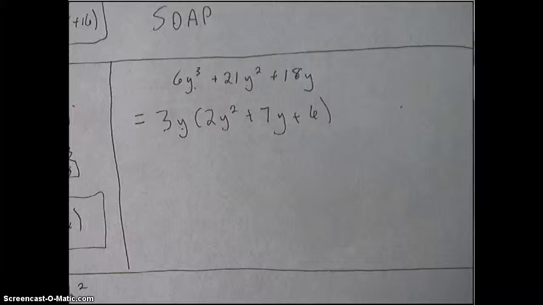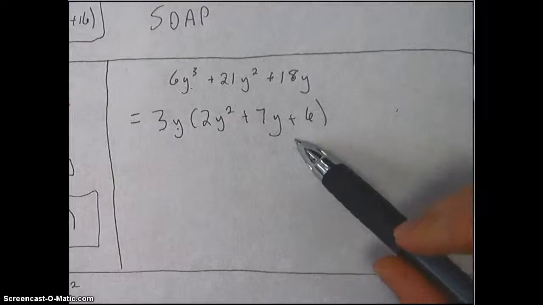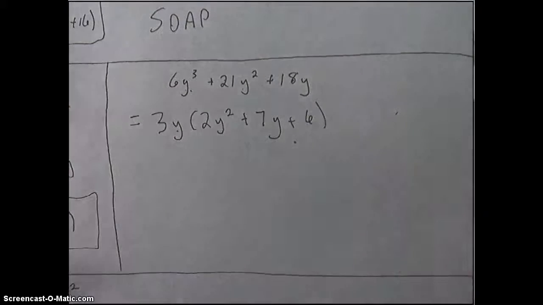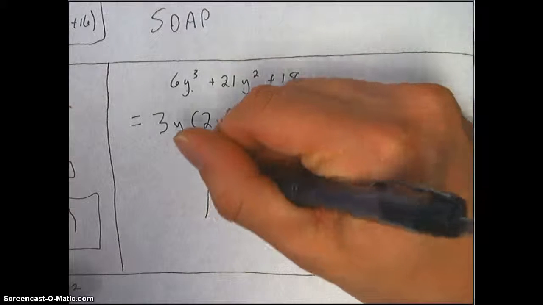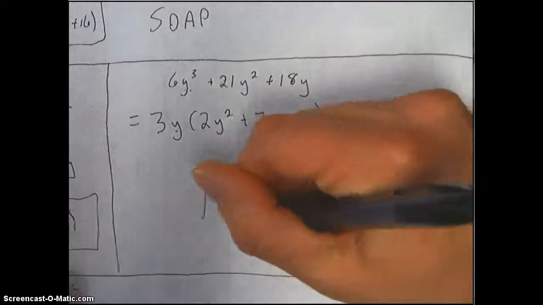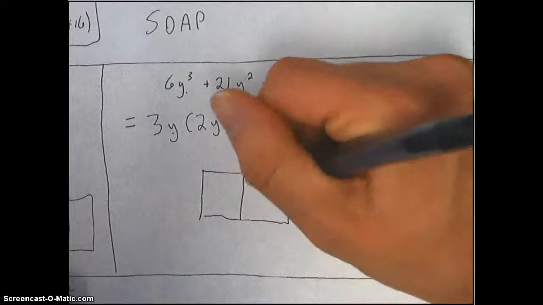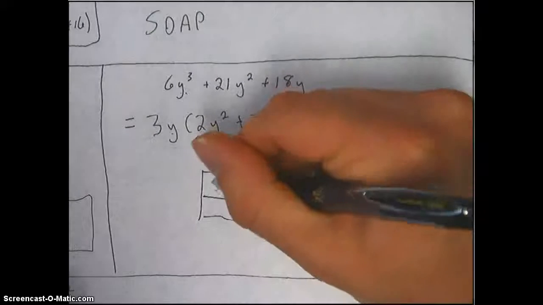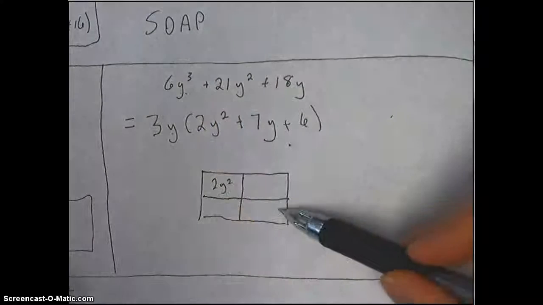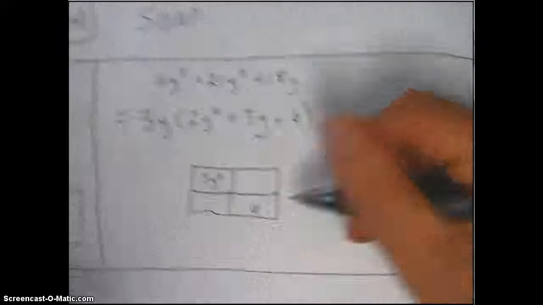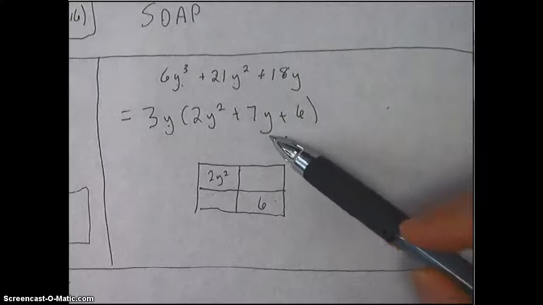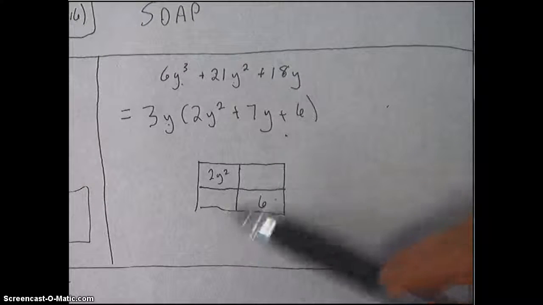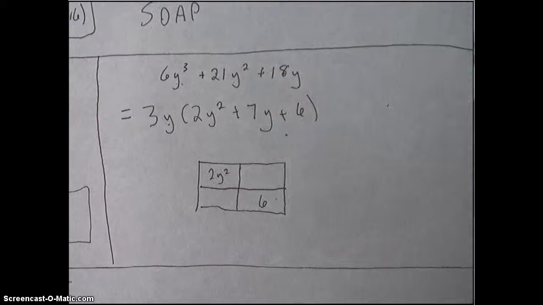So now I've got this thing on the inside here that I'm going to have to factor a little bit differently. And for these kinds of problems, I like to use the box method. So I'm going to draw myself a little 2 by 2 box here. In the top left-hand corner, I'm going to write that 2y squared. In the bottom right-hand corner, I'm going to write that 6. Question is, where do I write the 7? And the answer is nowhere. I'm not going to write that 7y anywhere.